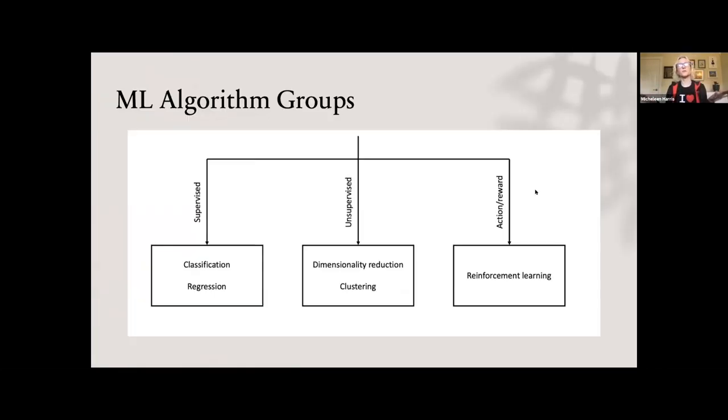If we were to group all machine learning algorithms based on data and type, supervised would be labeled data. You would have techniques like classification and regression. When you have unlabeled data, we call that unsupervised techniques. So you could have things like dimensionality reduction, clustering, trying to understand the structure of the data itself. And if you have an action-reward type use case, then you would often turn to reinforcement learning.